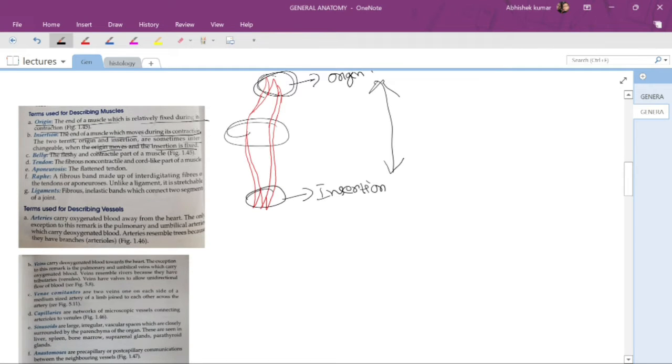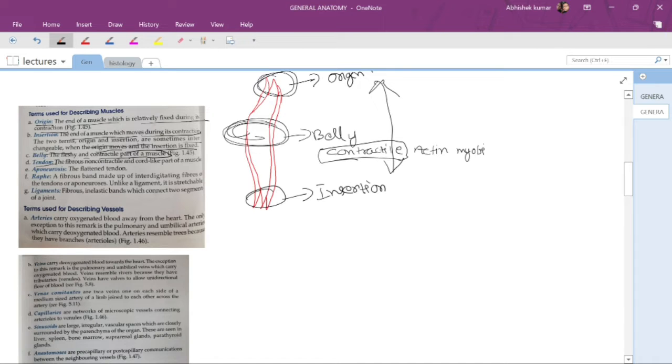Now the middle portion of the muscle is known as the belly. It is fleshy, and this is the contractile part of the muscle, because the contractile unit of muscle, as you remember from class 11th or 12th, contains actin and myosin fibers, and they move by the sliding theory of actin over myosin. So this belly part contains the contractile function of a muscle.